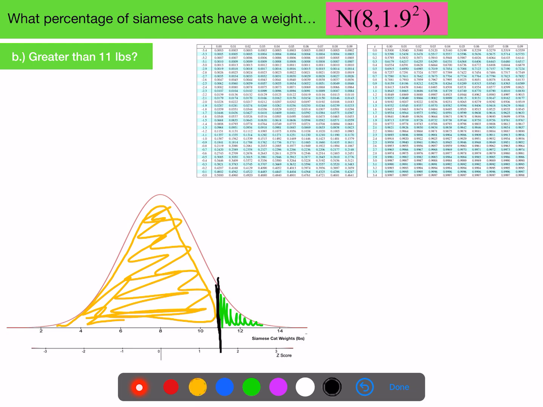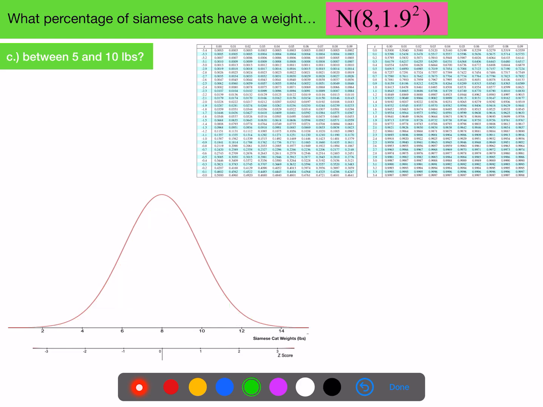Before I can actually look anything up in the chart though, I need the corresponding Z-score. So in order to get the Z-score, I am again going to do X minus the mean divided by the standard deviation. 11 pounds minus the mean of 8 divided by the standard deviation of 1.9. So that Z-score ends up being 1.58. My decimal didn't go. There we go. Now I can use this to calculate my probability.